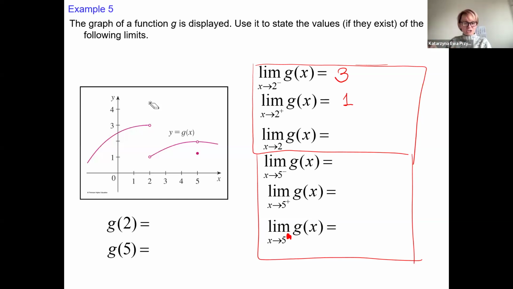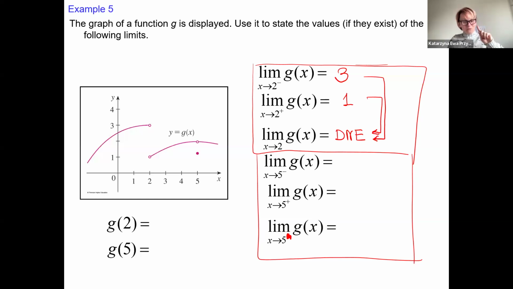Now, this is one function. We have a jump, we can see, and we have one point removed, but it's one function. And what about this limit? The entire limit, we will say does not exist, and this is kind of like a proof. If I ask you to prove it, you will say one-sided limits are different.